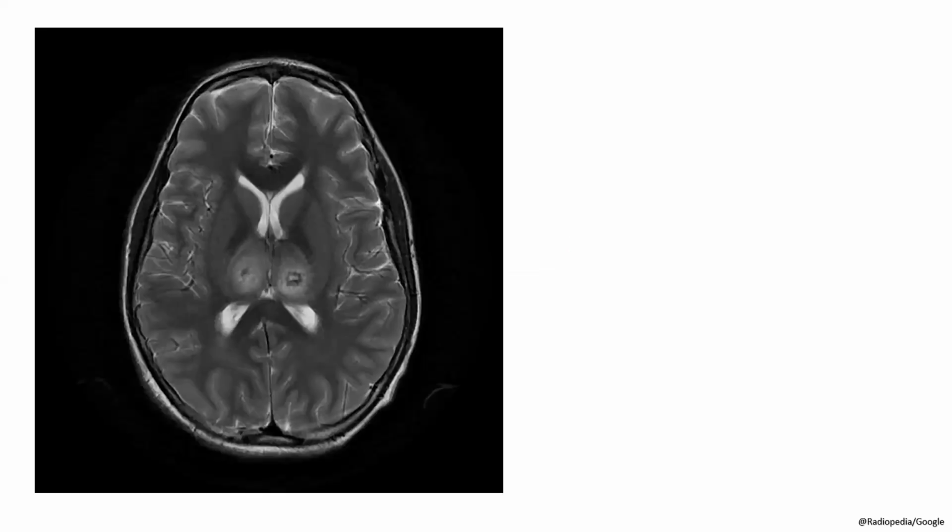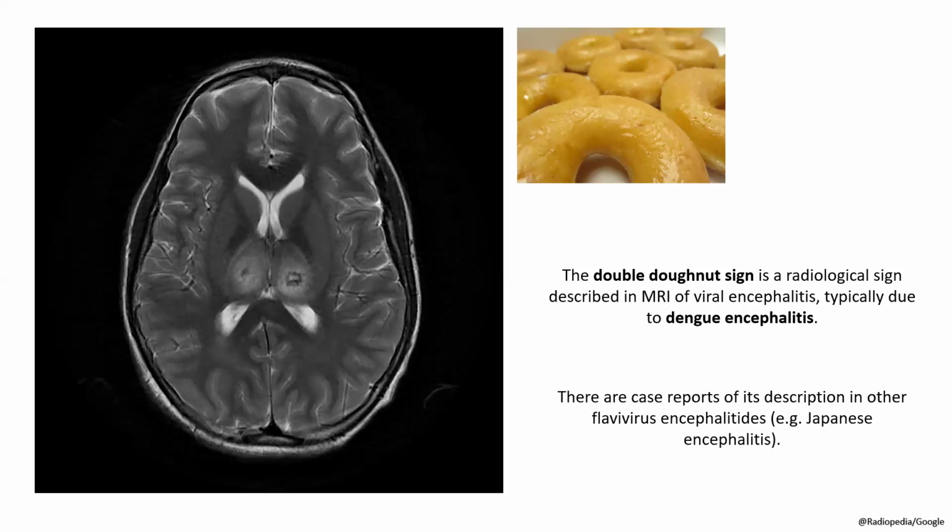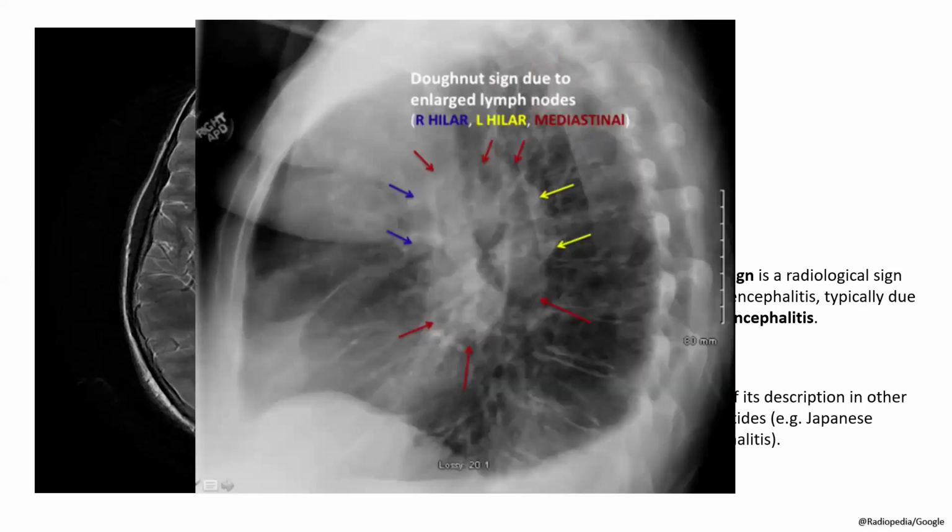What is this sign? This is the double donut sign, which is a radiological sign of viral encephalitis, typically due to dengue encephalitis. Like here, we can see bilateral thalamus showing double donut appearance. So this indicates viral encephalitis. Again, it has also been described in Japanese encephalitis. What is this appearance? This is a lateral chest radiograph, which is showing the donut sign due to enlarged lymph nodes. It is because of enlargement of right hilar, left hilar, and mediastinal lymph nodes giving a donut appearance.